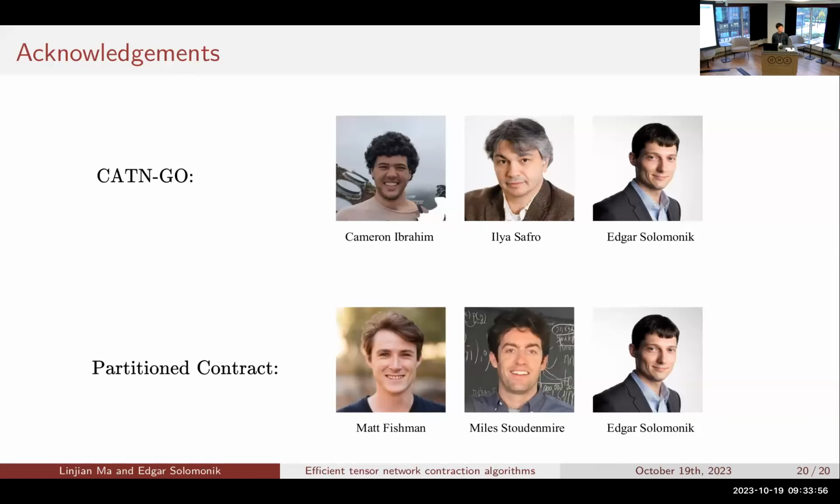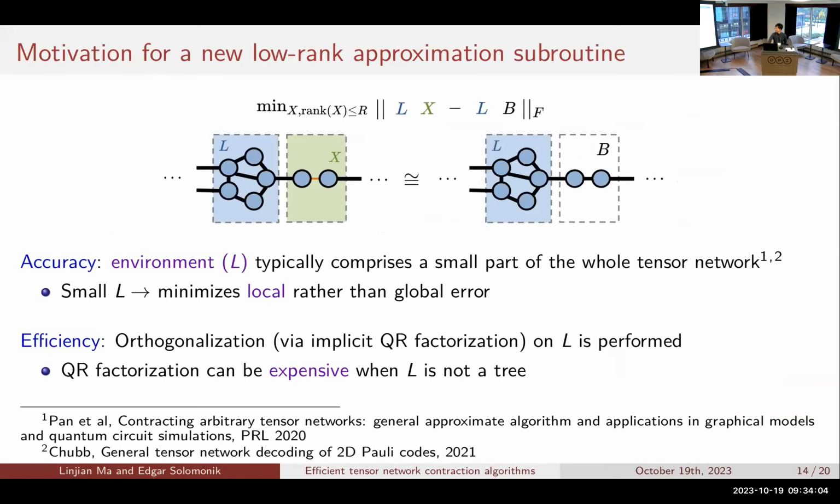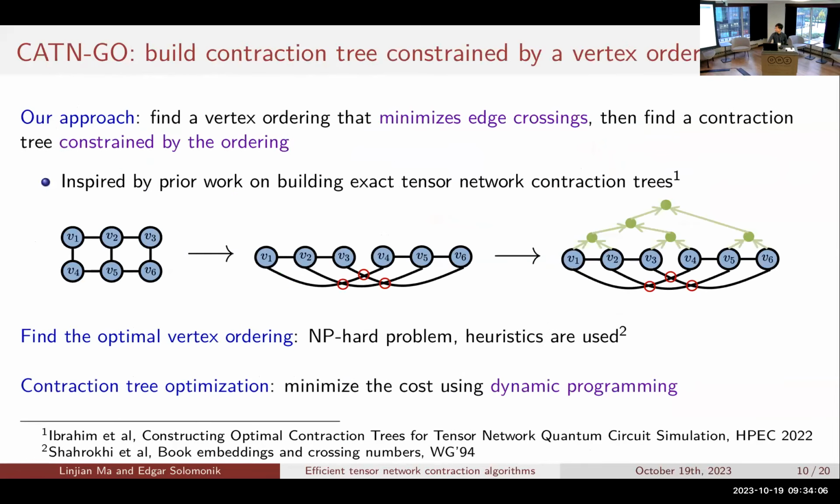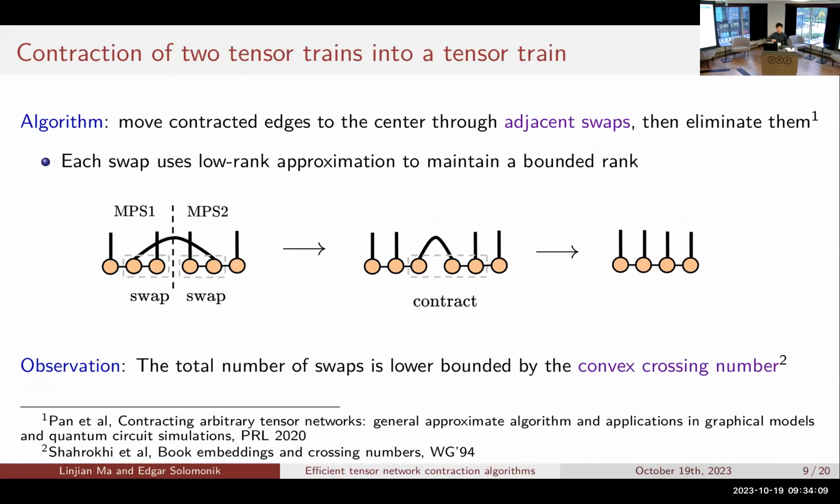Hi, Linjian. I have a question about the swaps. I think this is with cat and go. Are the swaps something that you have to do no matter what to do the contraction, or are they an optimization to make the contraction more efficient? So swap is something you have to do when you want to form the output MPS. Take a look at this example. If we don't do swaps, we have no idea how to remove the contracted edge. This is the standard way people align the MPS so that they are able to form the new MPS.